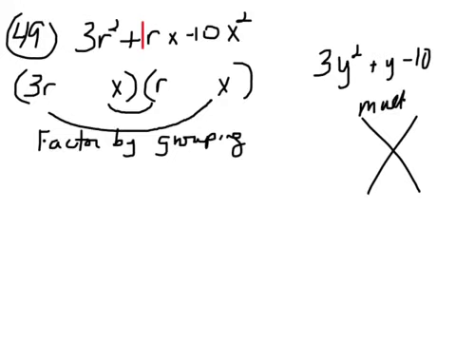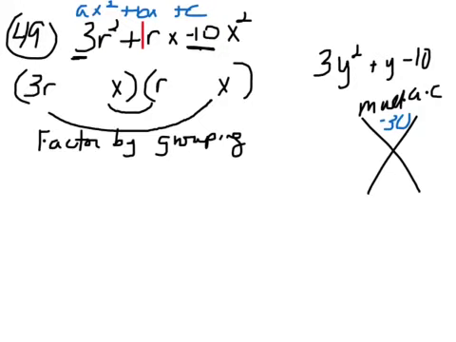Since this is a harder problem, I'm going to take the coefficient out front and the coefficient, the number at the end, 3 times negative 10. That's my a times c here. Remember where that a and that c came from: I labeled it ax squared plus bx plus c. So 3 times negative 10 is negative 30, okay?